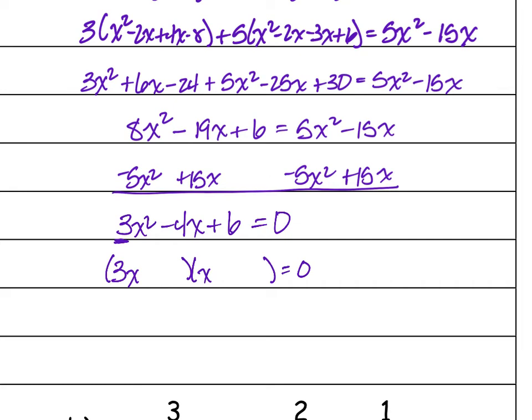How come? If I did 1 and 6, 6 times 3 is 18 plus 1, that doesn't work. And then 1 times 3 and 6, that doesn't work either, because that's not 4. So 2 and 3: 2 times 3 is 6, minus 3 is 3. I don't think it works. I think we're going to have to do the quadratic formula.